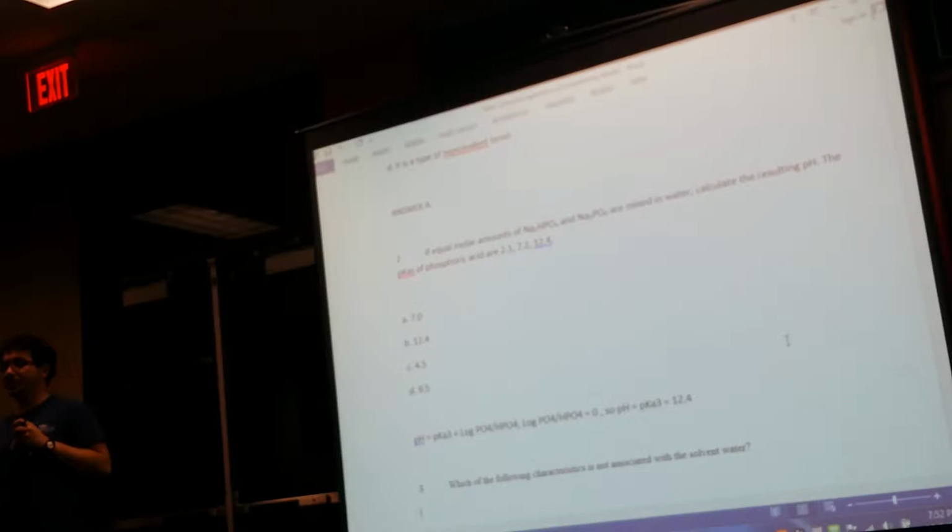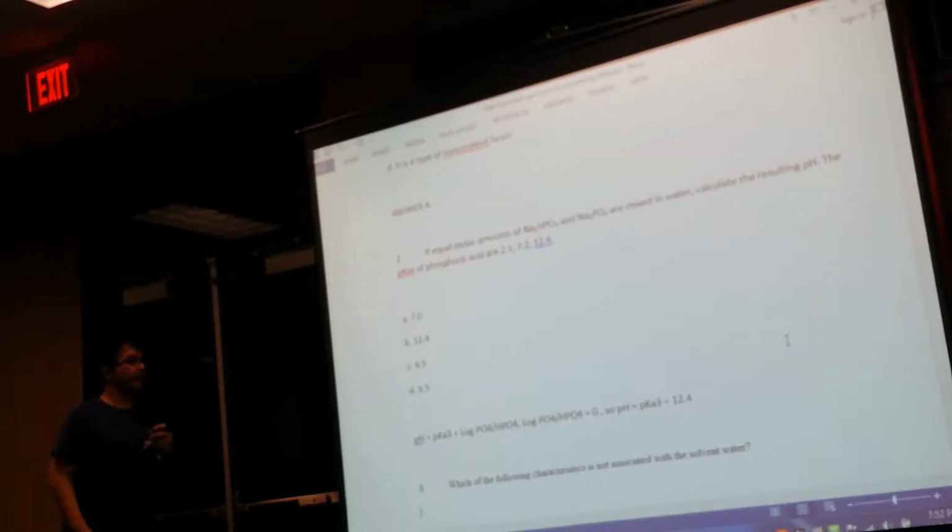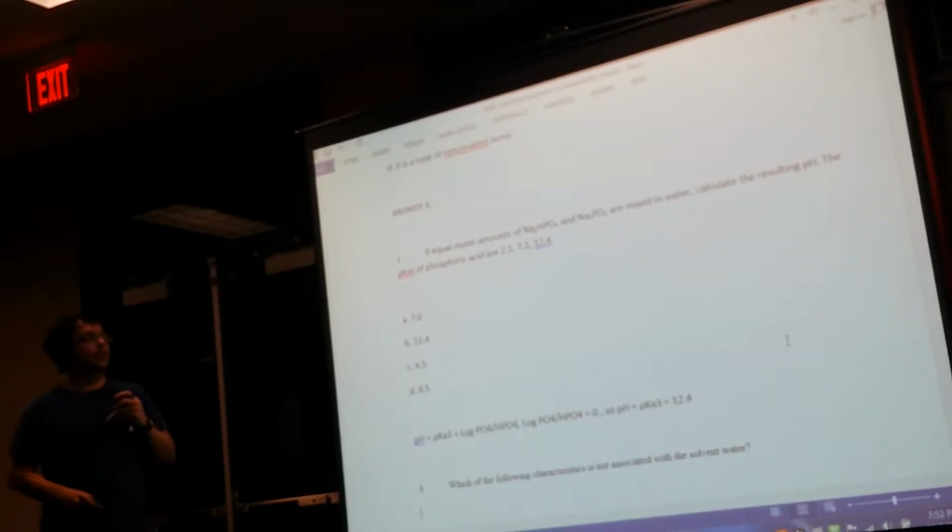So you need to be able to redraw that diagram that you used to draw all the time in order to solve this question. Notice that specifically they're talking about equal molar amounts of HPO4 and PO4. So which of these pKa's do we need to be using?